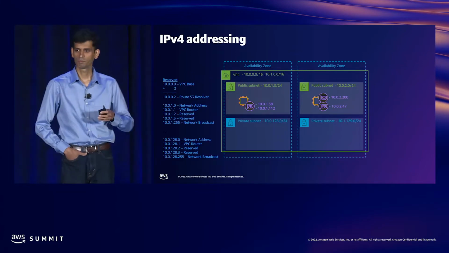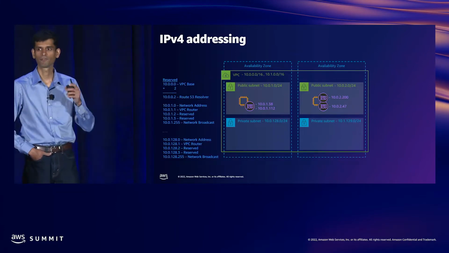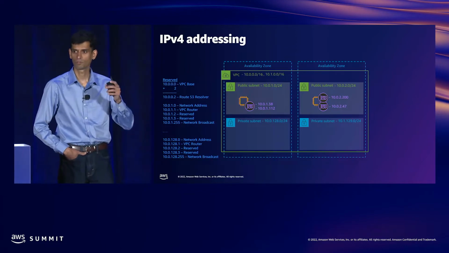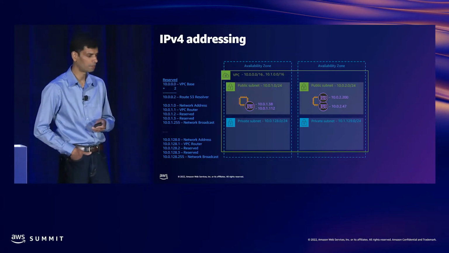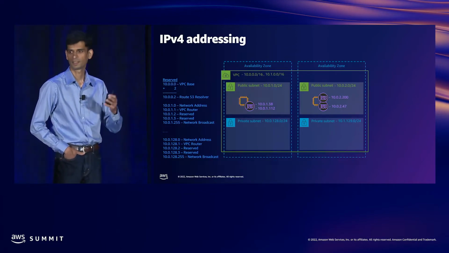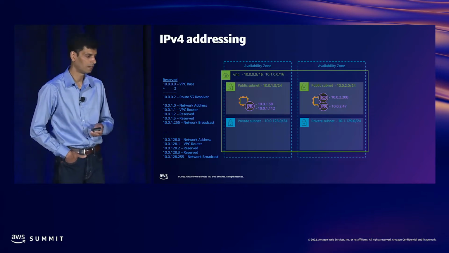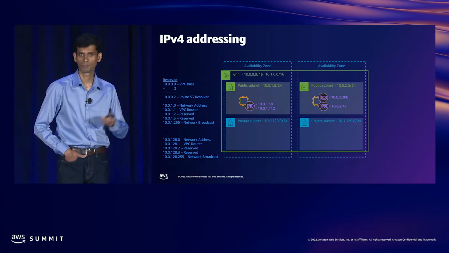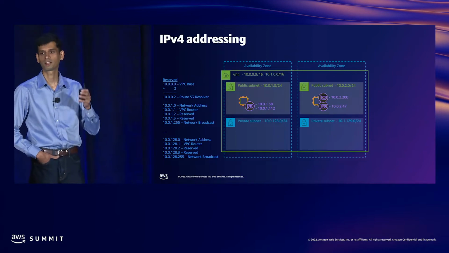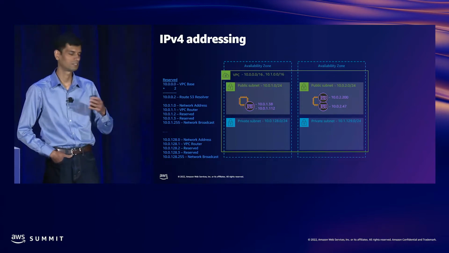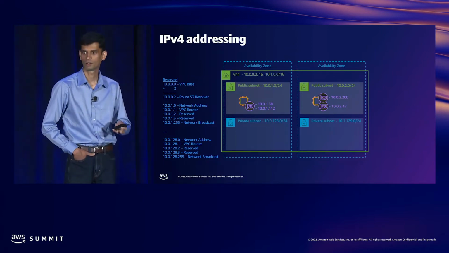And now within a subnet, it's important to note that there are 5 reserved IP addresses. So the first 4 and the last one IP address of your CIDR block is reserved. The rest is available for address allocation. And then again, at the VPC base address +2 resides the Route 53 resolver, which provides DNS query resolution for your VPC.